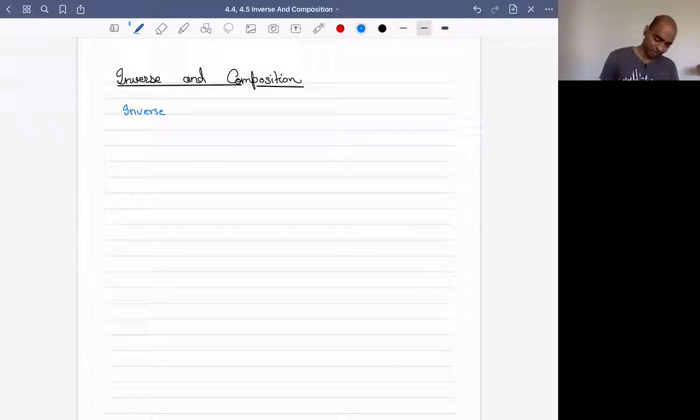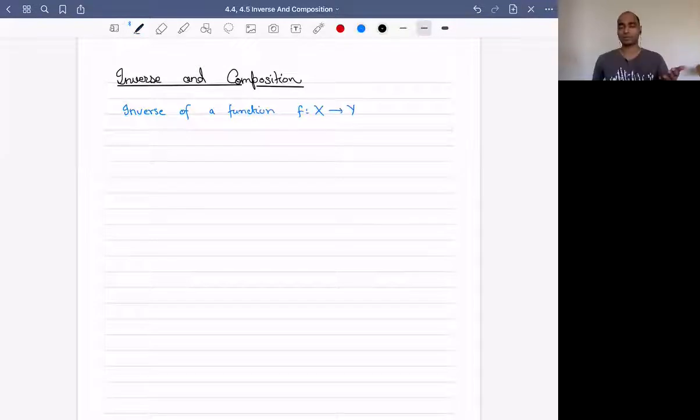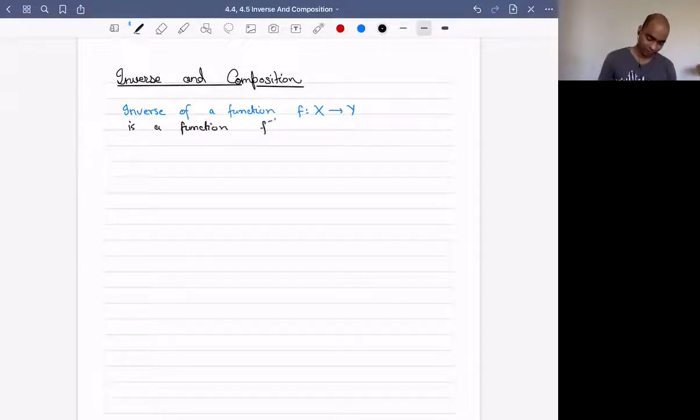The inverse of a function, where X and Y are just arbitrary sets. The inverse of a function is not the reciprocal. I cannot emphasize this enough. I have seen so many people make this mistake. It has nothing to do with the reciprocal. Then what is the inverse? It is a function, again a function, which is denoted f inverse like that.